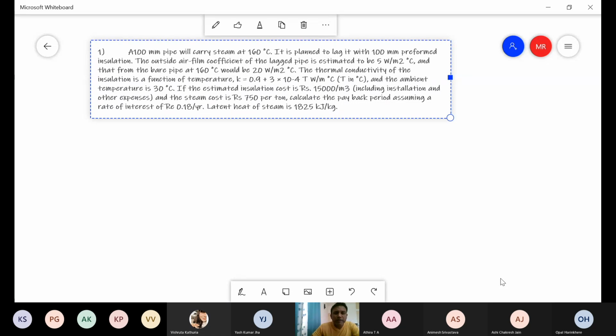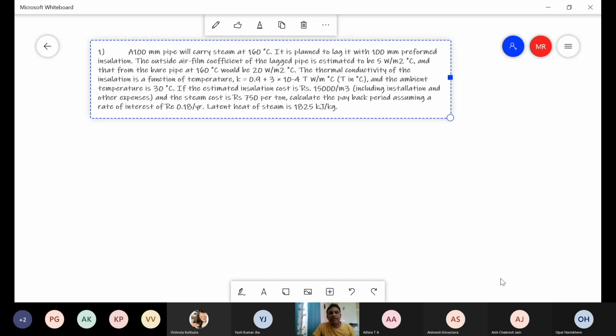What is given in this problem is a 100 mm pipe that will be used for carrying steam at 160 degrees Celsius. It is planned to lag it with 100 mm preformed insulation. The outside air film coefficient of the lagged pipe is estimated to be 5 watt per meter square degree Celsius, and that of the bare pipe at 160 degrees Celsius would be 20 watt per meter square degree Celsius.